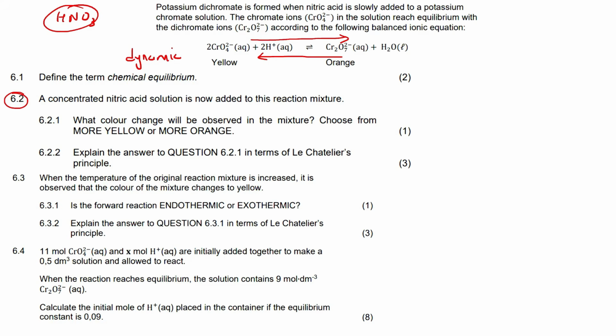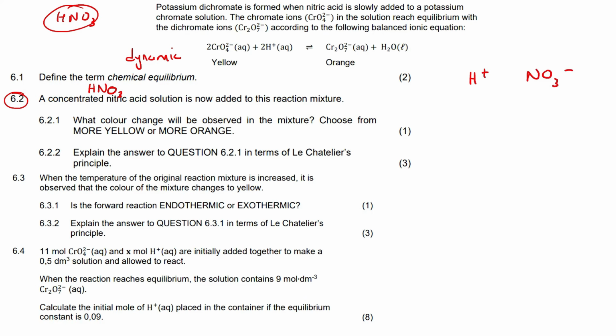A concentrated nitric acid solution is now added to this reaction mixture. What color change will be observed? Choose from more yellow or more orange. Okay, so check this out, guys. This system was at equilibrium, and then suddenly they decide to add more nitric acid. Nitric acid is HNO3. So you can think of it as H+ and NO3-. So do we have any of these in our reaction?